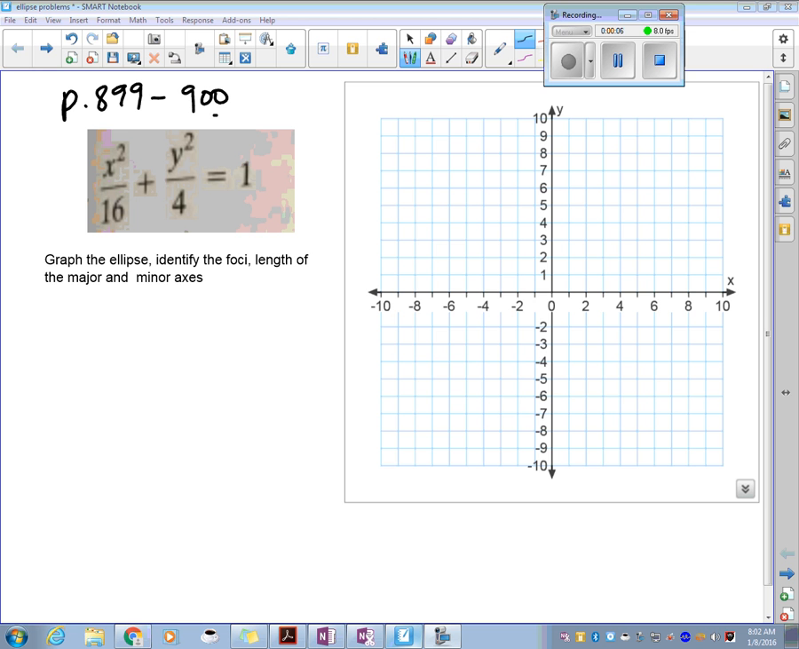So when I ask you to compare and contrast the circle and the ellipse, one thing you should realize is that when we're dealing with a circle, the standard form is equal to a number, correct? Well, now they're going to be equal to 1. So if it's not equal to 1, we're going to have to do some things to make it equal to 1.